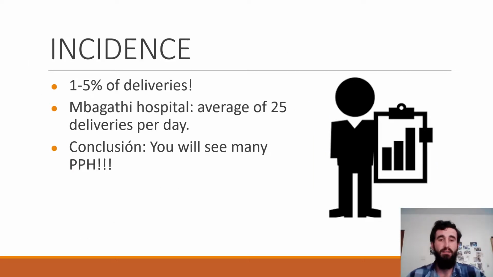The incidence is around 1 to 5% of all the deliveries. What about Bagadi Hospital? If we calculate an average of 25 deliveries per day in Bagadi Hospital, that means that you will see many PPH, almost one per day. So you have to be prepared to make an early diagnosis and a correct management, and to recognize what kind of PPH we're in front of.